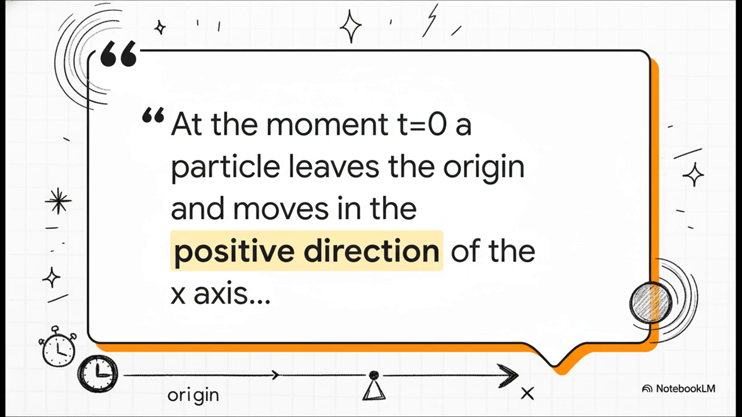So, we've got a particle leaving the origin at time 0, moving along the x-axis. And here's the kicker. Its velocity isn't constant. It changes with time according to this function. So yeah, this means we've got to be super careful. We need to figure out where it is at certain times, when it's at a certain spot, and the total distance it's actually traveled. The whole shebang.